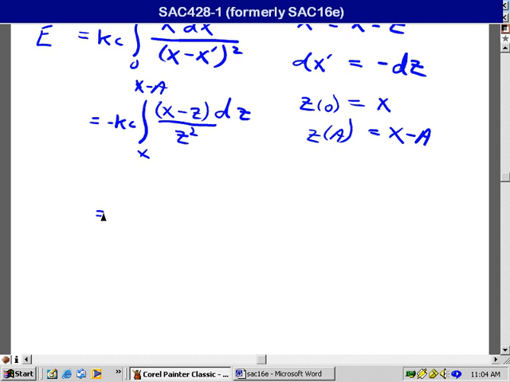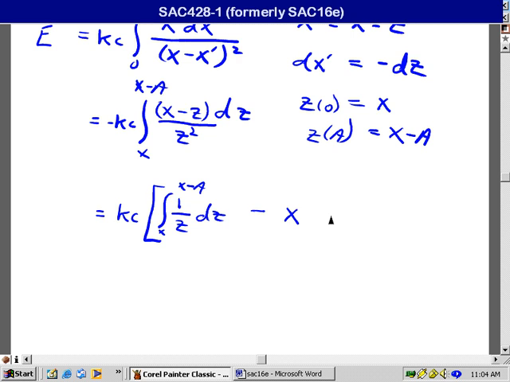This I can look at as the sum of two terms, two pieces. I think I'll write them in the opposite order. I'll take the minus and a minus here. So I got one term that's kc times z over z squared. That's 1 over z, dz, and then minus, that's actually this minus associated with this x term, x over z squared. I need an integration sign in there, and that's from x up to x minus a.